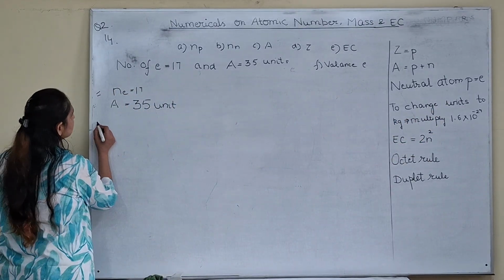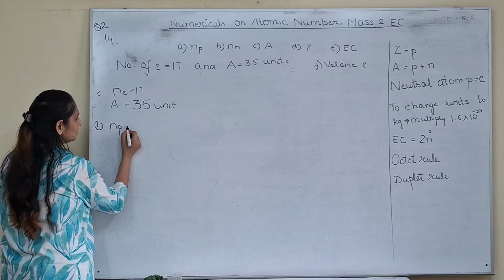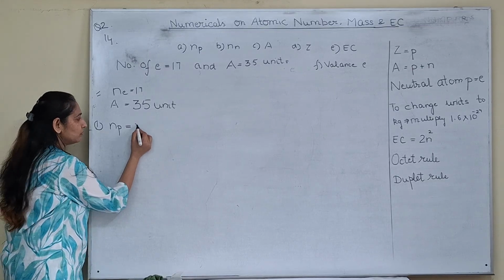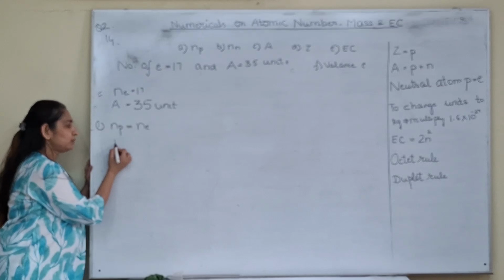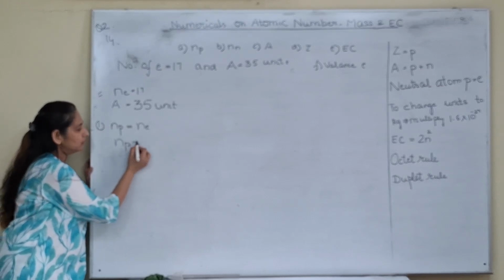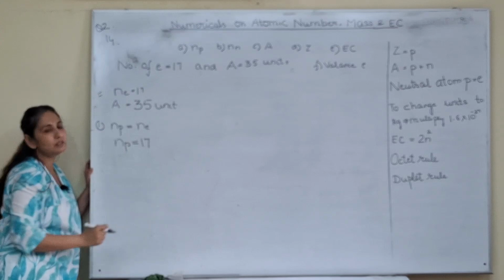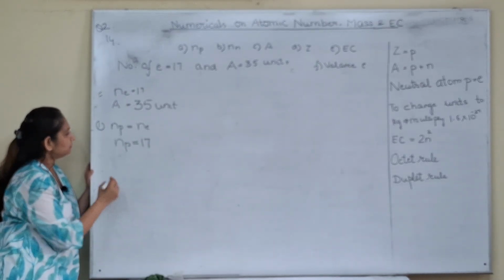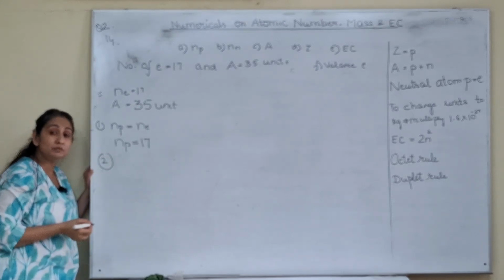So let's first find number of protons. So by definition of neutral atom, it becomes number of electron. Okay, so number of protons becomes 17 because number of electrons kitne? 17. So proton will also be 17. Now the second thing, you have to find number of neutrons.